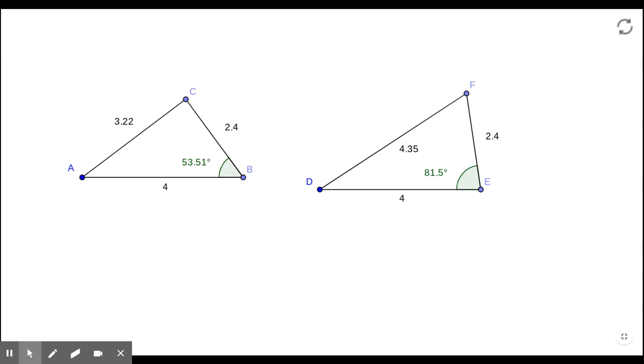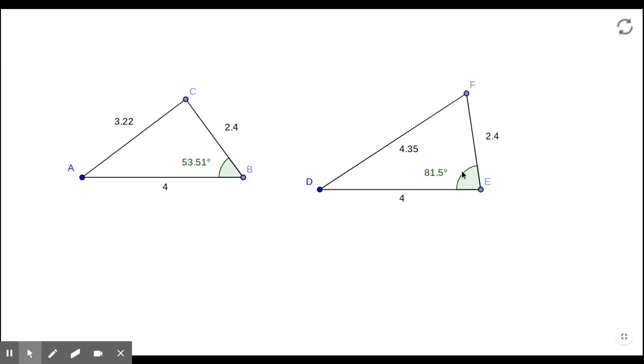So we don't necessarily know what the third side is going to be, but we do know which triangle has a third side that's longer or shorter. And that's going to be based on the angle that's right in the middle of our congruent sides. And so we were talking about the sides with measures of 4 and 2.4. Over here, the angle is 53.51. And for those sides over here, the angle is 81.5. Now, hopefully, you realize that 81.5 is greater than 53.51.